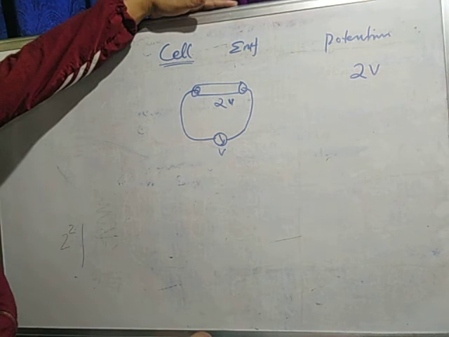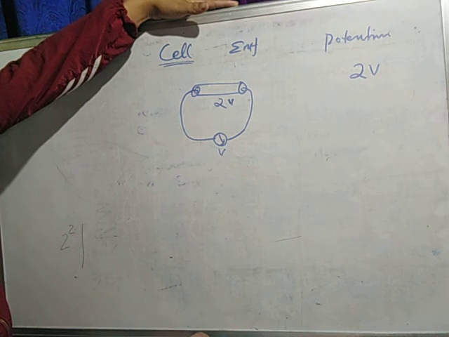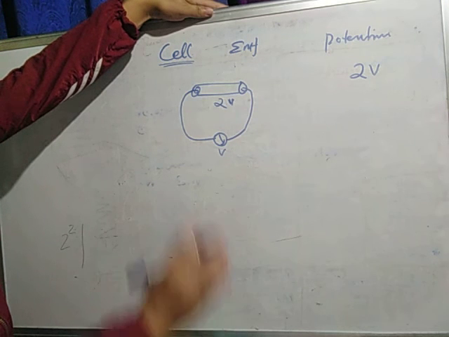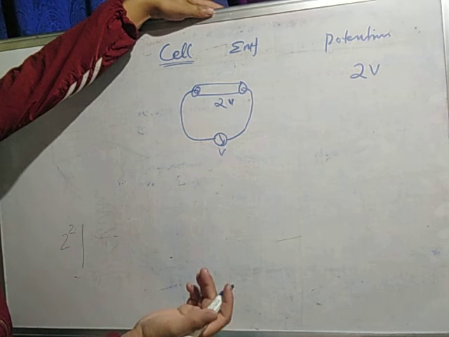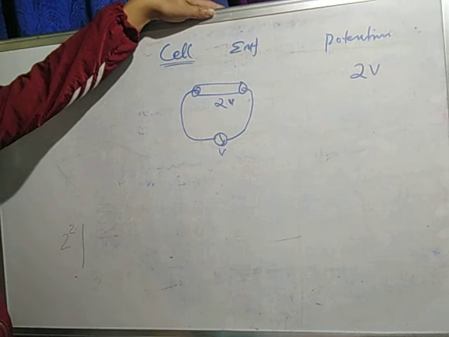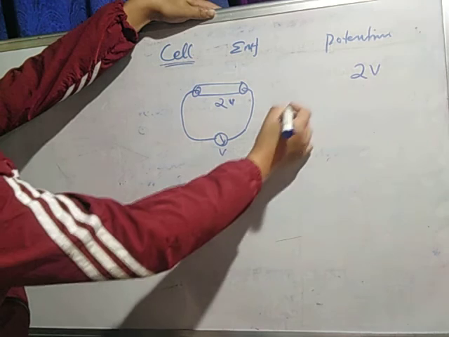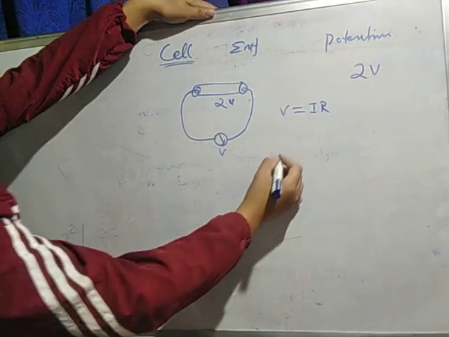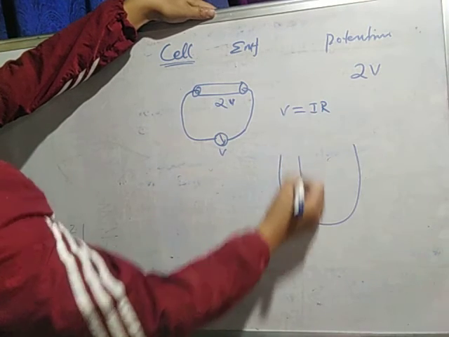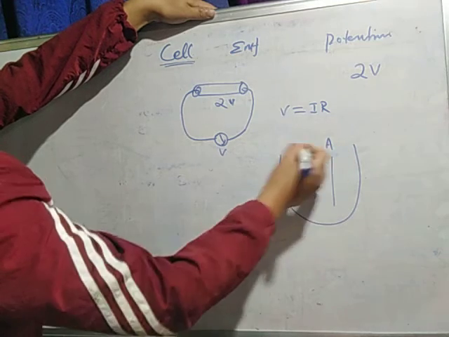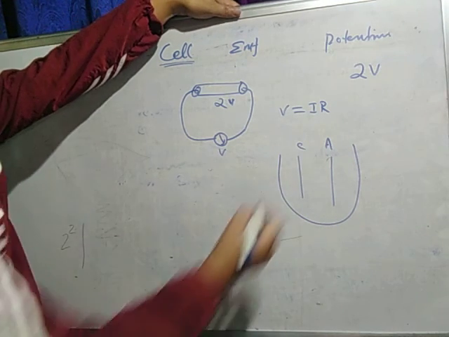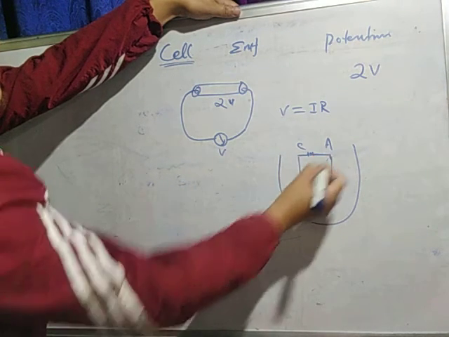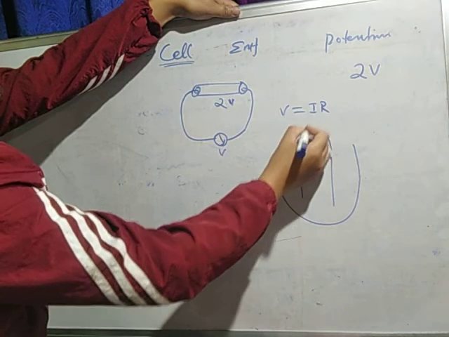To understand this, just write down, whenever in any circuit there is resistance, then there is potential drop. So we know V equals to IR, isn't it? This is your cell actually. There is a rod, cathode and anode, you know, in chemistry, right? And you join this with resistance, and you are connecting with voltmeter.